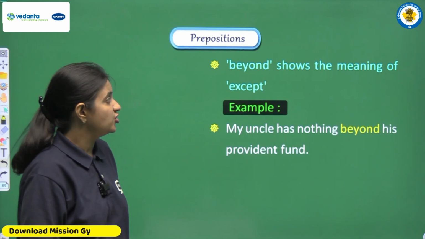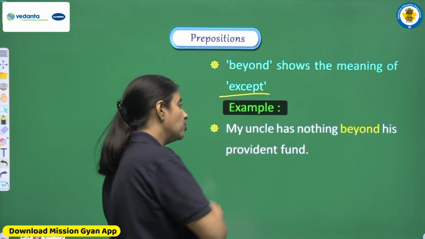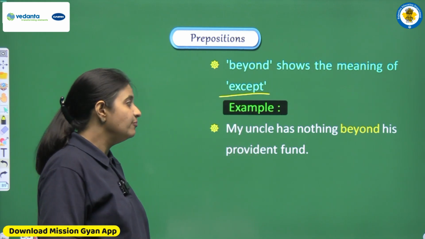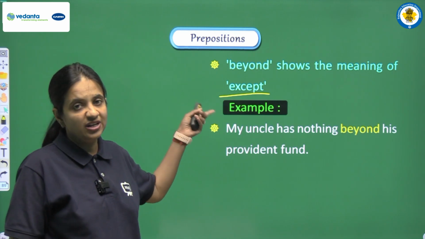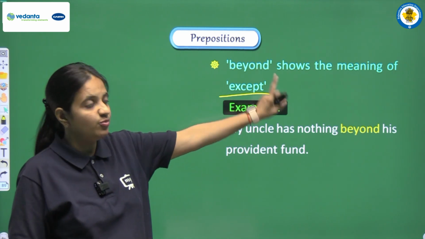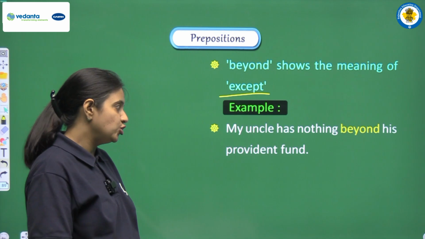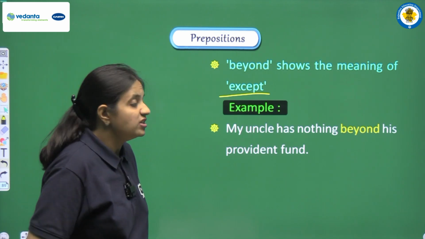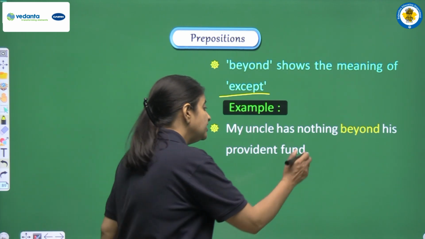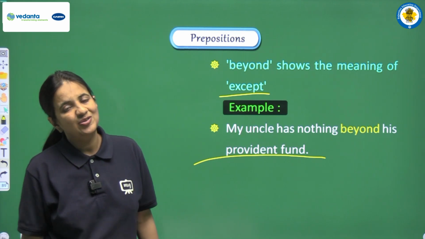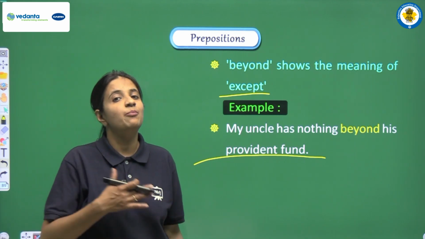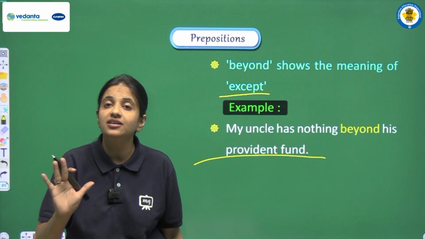Next, beyond shows the meaning of except. How? My uncle has nothing beyond his provident fund. So if we are trying to indicate the meaning of except also, then we can use beyond. Like in this example, we are trying to show that my uncle was having nothing. The only thing that he was having was provident fund. So yes, we are trying to say that except his provident fund, my uncle was having nothing.